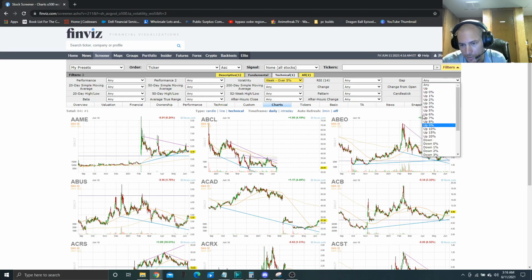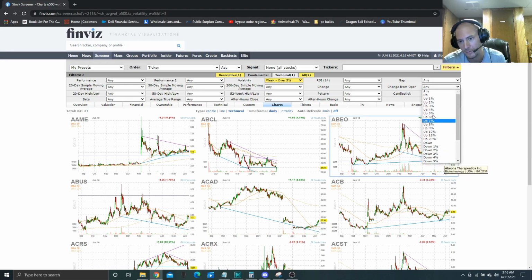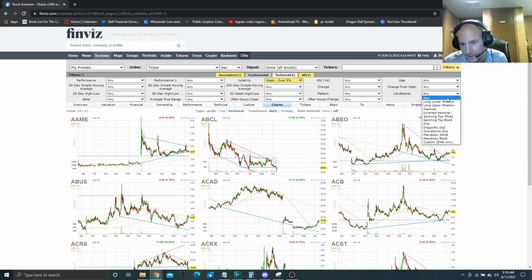Gap, if you're looking to play gap and goes or gap and fills, this would be something that you'd be interested in. You can find things that have gapped 5%, 6%, any percentage up or down. Change from open, I don't mess with this, but a lot of people would be interested in this if they were more intraday traders looking for large movements intraday. And then candlesticks, I use this a lot. The main ones that I focus on here would be the long lower shadow, the long upper shadows for looking for pin bar candles. The hammer pattern is another good one.